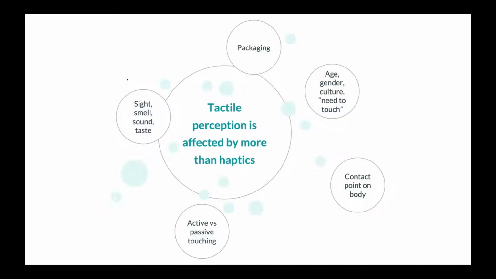We have active versus passive touching. So am I touching something actively? Am I exploring it? Am I manipulating? Or is this an object that is touching me, whether that be on the hands or a different part of the body, and in different ways to interpret that different types of touch and build that picture of tactile perception.